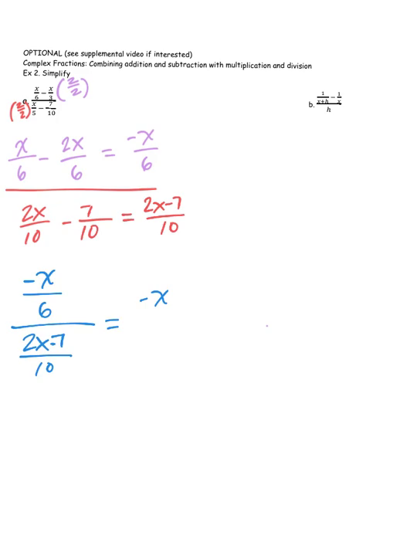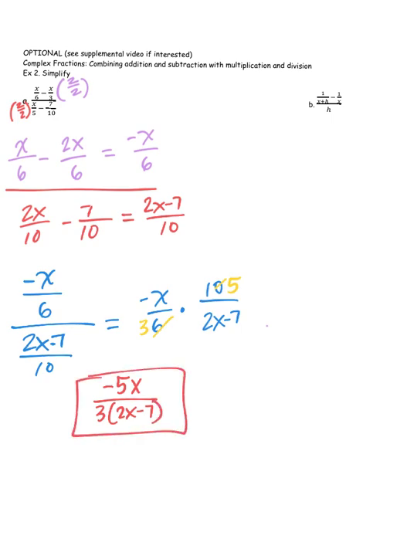Well, you know that's the same thing as that negative x over 6 being multiplied by the reciprocal, which is 10 over 2x minus 7. When we're multiplying fractions, we can just multiply straight across, top times top, bottom times bottom. You can also simplify as much as you can in the beginning. So I see something with that 10 and that 6 right here and right here. They're both divisible by 2. So this is going to go back to a 3. This is going to go back to a 5. And so now we can have just a negative 5x over 3 times 2x minus 7. And that would be our final answer.